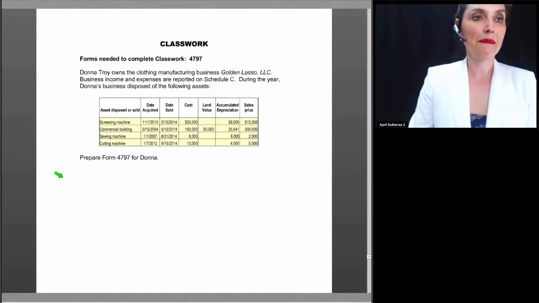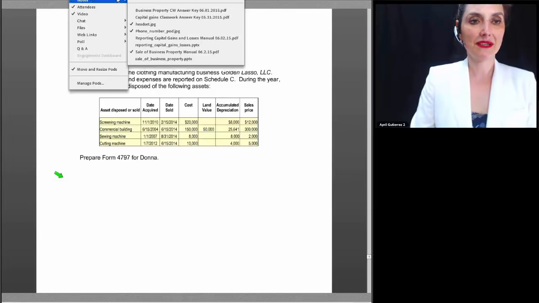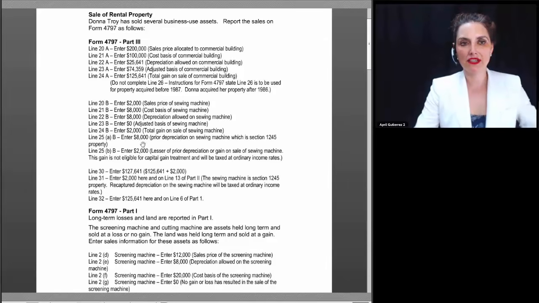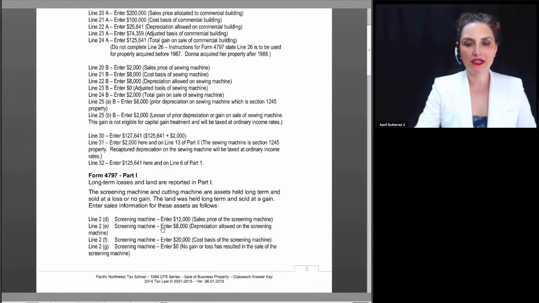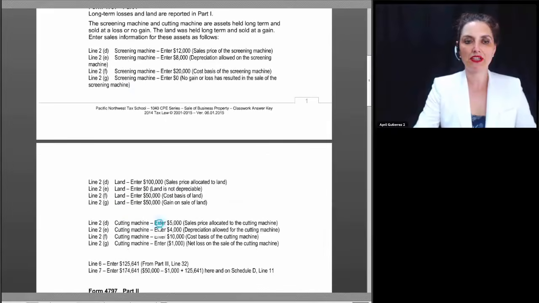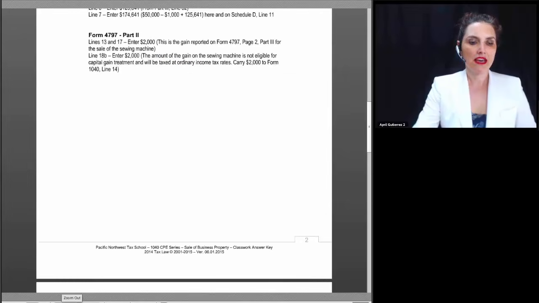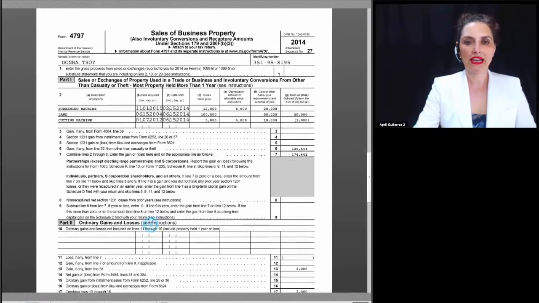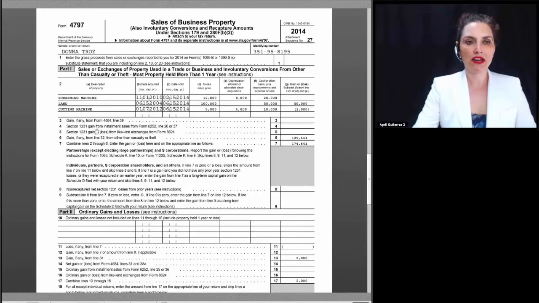So let me pull up the answer key for this. And if you care to read the verbiage of the answer key, how we're arriving at our mathematical computations, we've got descriptions of how we've made our entries in the earlier part of the key. But let's just move over to the 4797 and look at what we've got entered here.